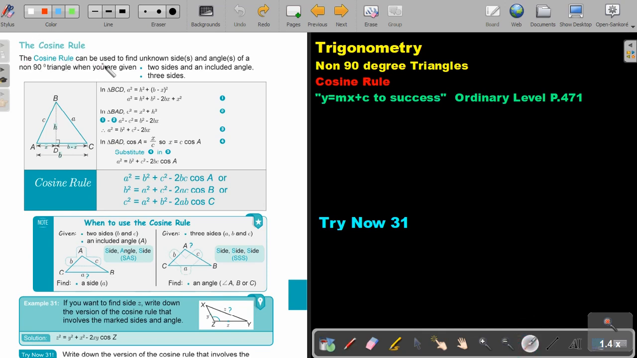The cosine rule can be used to find unknown sides and angles of a non-90-degree triangle when you are given two sides and an included angle, or three sides. So it's almost like the information is like when we were working out the area of a triangle. But now we will not work out the area; in this case, we will work out a side, and if they give you three sides, we will work out an angle. Okay, but let's see where it comes from.